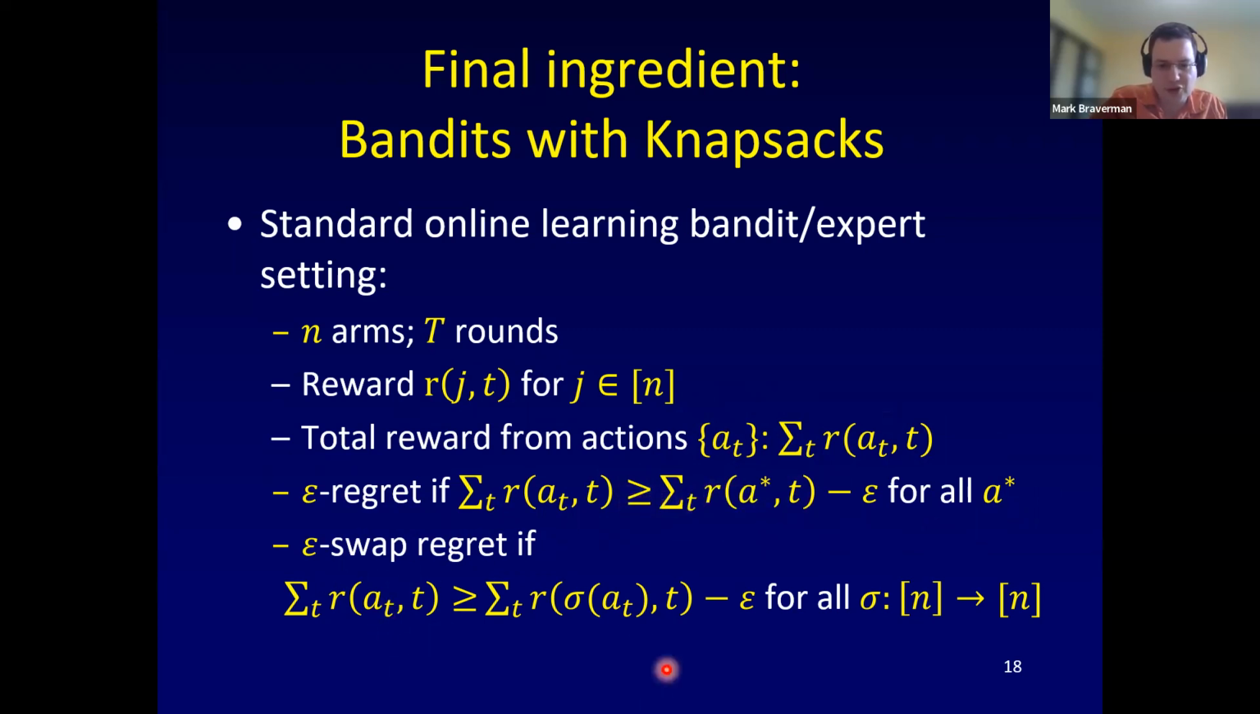Swap regret is some stronger condition that says that we don't regret playing something else every time. So there is no renaming of strategies that causes us to do much better. So regret is a special case of swap regret.